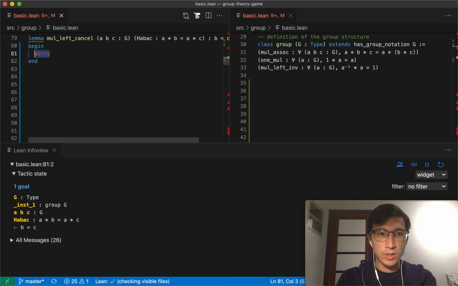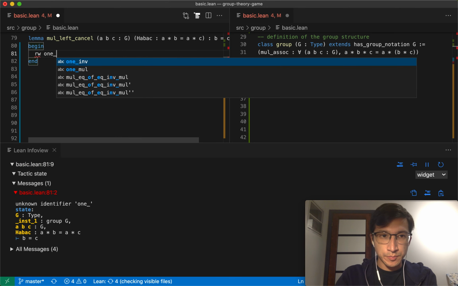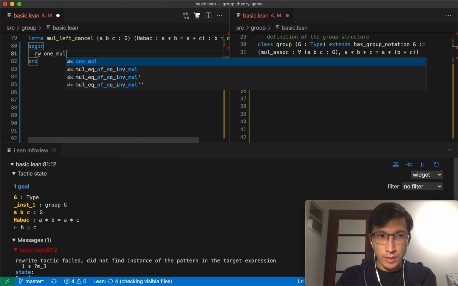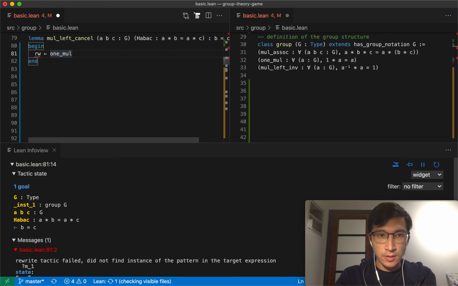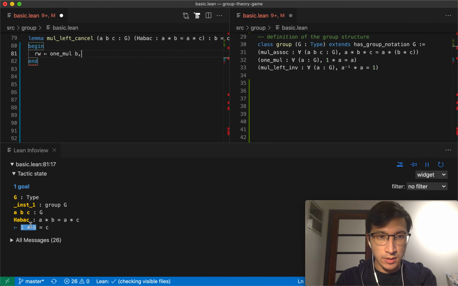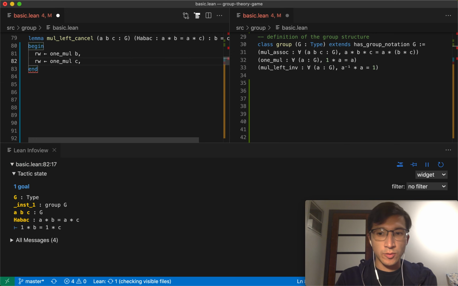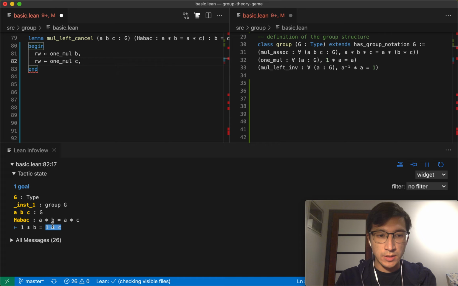That leaves us with applying one mul in the left direction, and we can apply that using argument b. So we have our 1 times b that just showed up in the goal. We can do the same for argument c. Now we have 1 times b equals 1 times c.